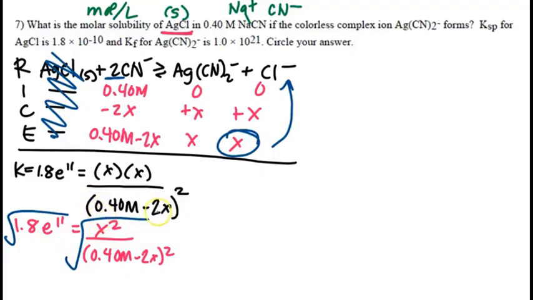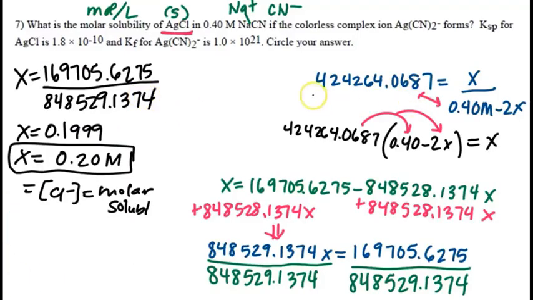So I'm going to take the square root of this expression on this side and take the square root of our K expression here. When I take the square root, I get 424264.0687 is equal to x divided by 0.40 molar minus 2x. So of course I have to cross multiply. I'm going to take this ginormous number and multiply by 0.40. I'm also going to take this number and multiply by 2. And what I get is that this entire expression is going to equal x.